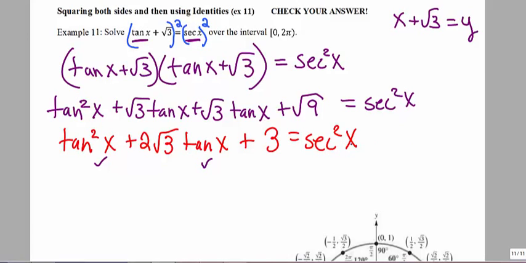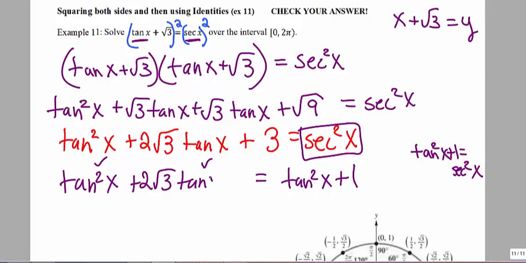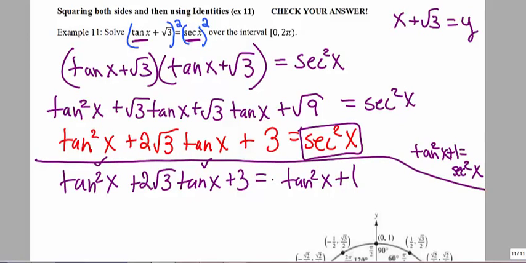So let's replace secant x with an equivalent expression using our Pythagorean identity for tangent and secant. So that would be tangent squared x plus 1 is equal to secant squared x. So let's replace secant squared x with tangent squared x plus 1. Okay, so now this is the equation that we want to solve. And we have everything only in terms of tangent, which is what we were looking for.